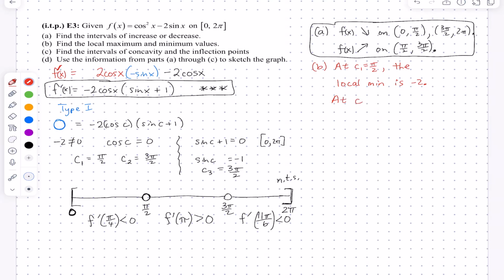And what happens at the other critical number? The function happened to increase before the critical number and then decrease afterwards. So that has to be a local max. And if you evaluate that, you'll get positive 2 this time. Evaluate 3 pi over 2 in the function, you get 0 here. Sine of 3 pi over 2 is negative 1, so negative 2 times negative 1 is positive 2.